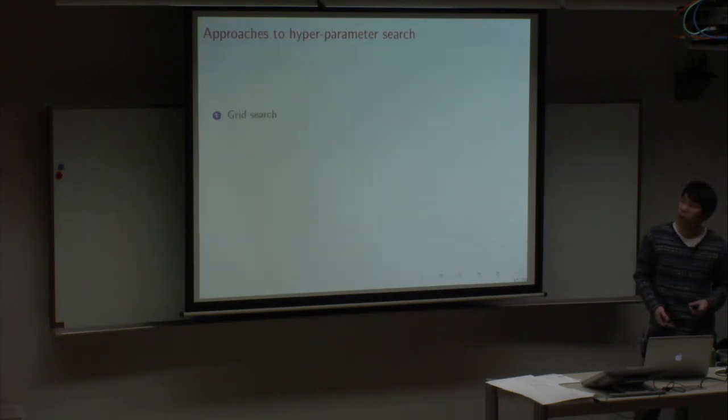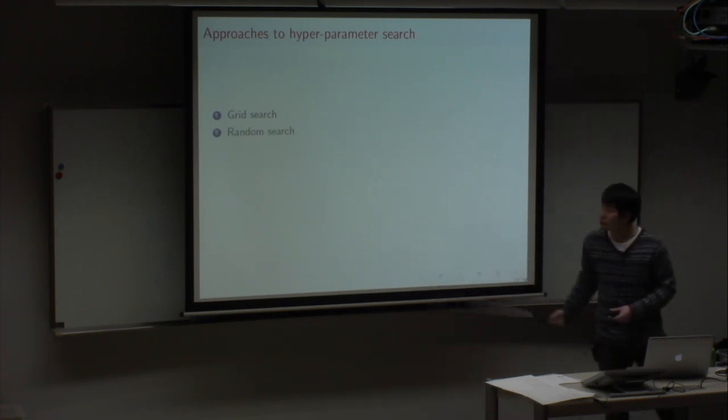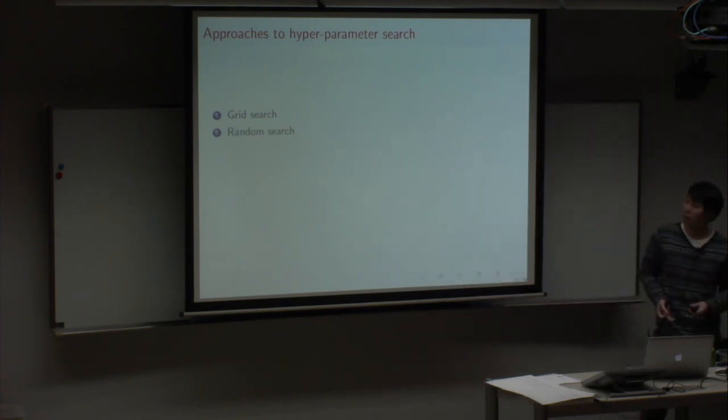Standard way is grid search. So basically, suppose parameter A has 10 different values you can take on, parameter B has 10 different values, so you just try all 10 times 10 different setups. Okay. And just try all of them and see what's best. Another is random search, right? So you just try random values and see what works.